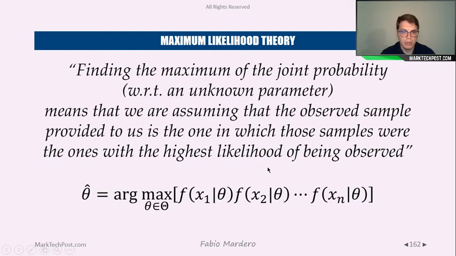But alright, so the sample I got was the one with the highest likelihood, but I still have to determine a parameter for that distribution. So I choose the parameter that maximizes the global likelihood to get that sample. That's how I build the maximum likelihood estimator.